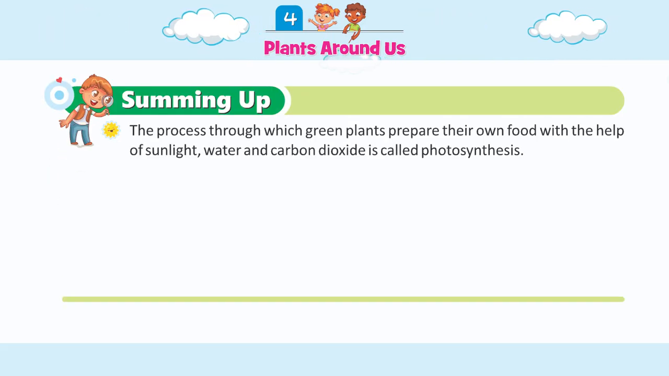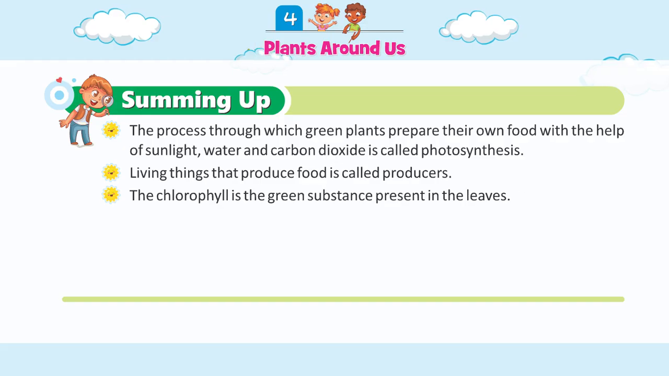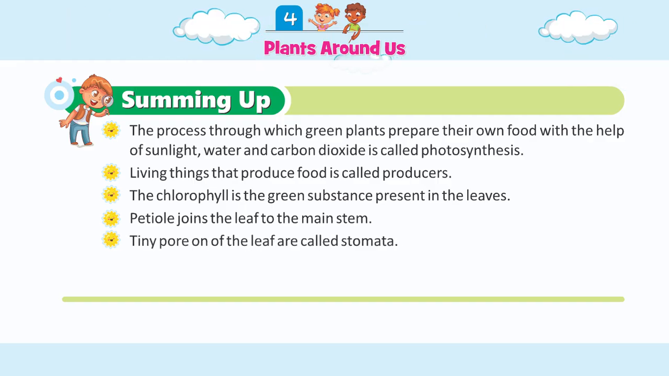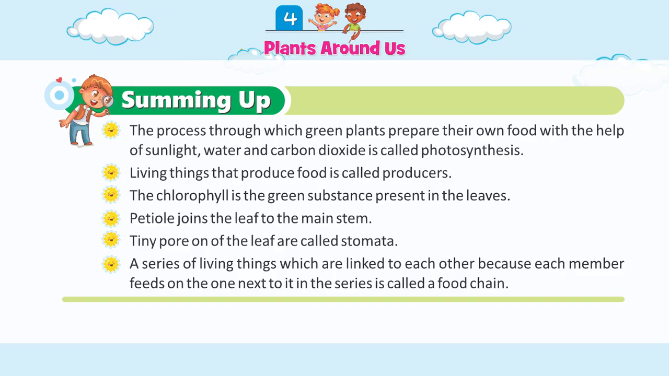Summing up. The process through which green plants prepare their own food with the help of sunlight, water, and carbon dioxide is called photosynthesis. Living things that produce food are called producers. The chlorophyll is the green substance present in the leaves. Petiole joins the leaf to the main stem. Tiny pores on the leaf are called stomata. A series of living things which are linked to each other because each member feeds on the one next to it in the series is called a food chain.